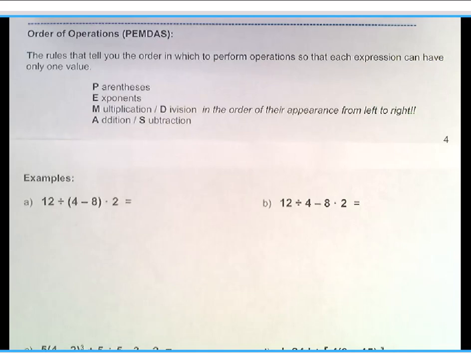Now we're going to look at the order of operations, better known as PEMDAS. I'm sure a lot of you remember learning PEMDAS when you were in school. You probably learned some sort of a cute little catchphrase that goes with it. I always learned, please excuse my dear Aunt Sally. That was the phrase that I learned.